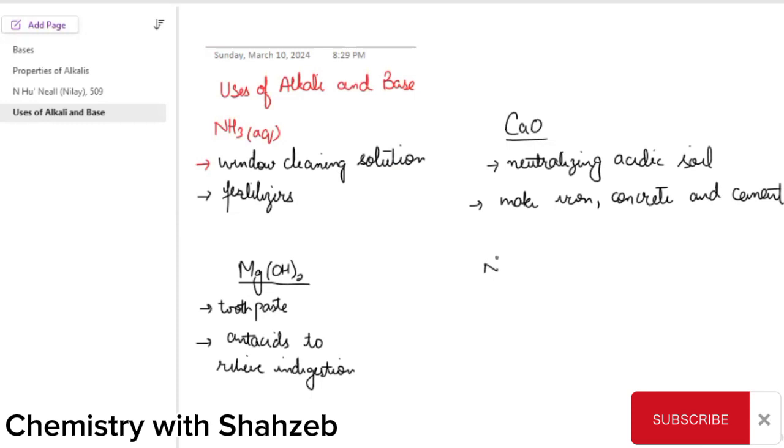Then we have sodium hydroxide, which is used in making soap and is also used in cleaning detergents. So these are basically the applications of it.